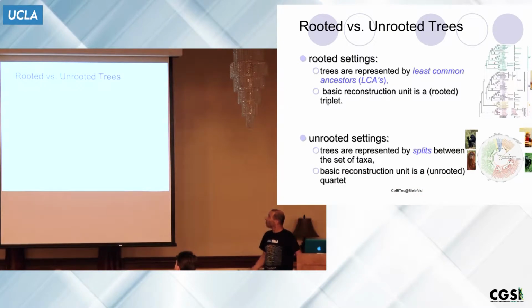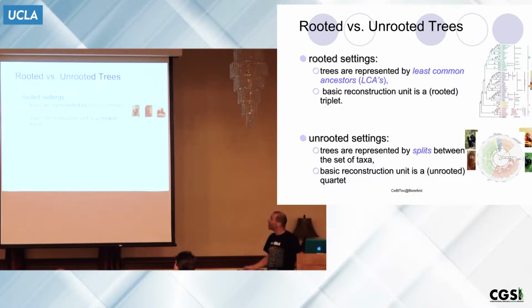Okay, so rooted versus unrooted trees. In the rooted setting, in the more conventional phylogenetics, the tree looks like that. It is rooted. We have here the root, the common ancestor to all these guys. The relationship is represented or conveyed by LCAs, least common ancestors.